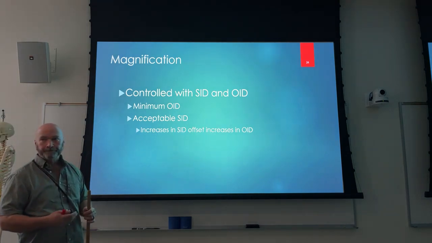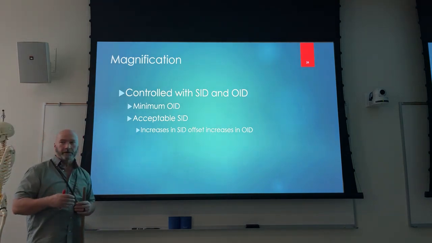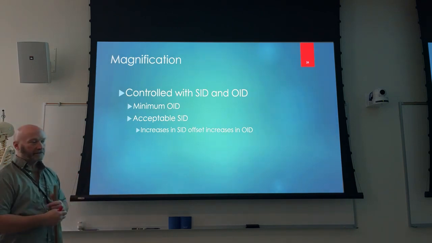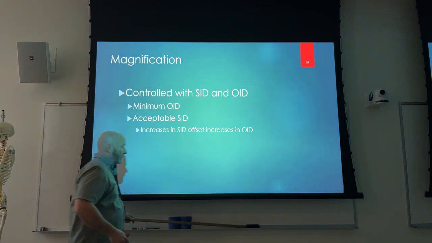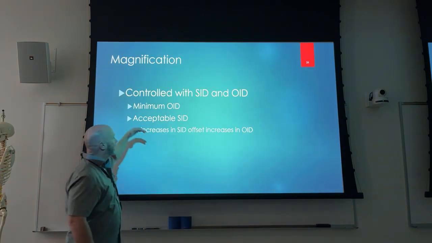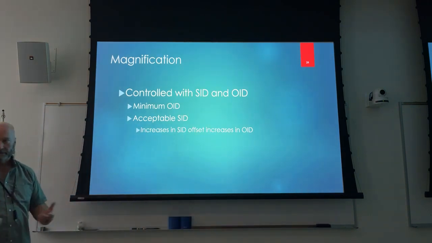72 inches is adequate. You're using enough of the center of the central ray at 72 inches that extra 4 feet really doesn't do a whole lot for you. So all that to say, we're looking at an acceptable SID, 72 inches is enough.